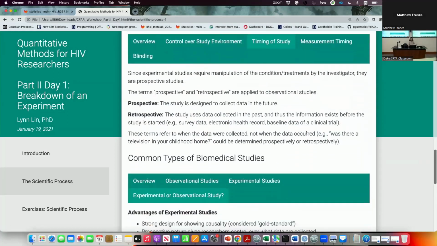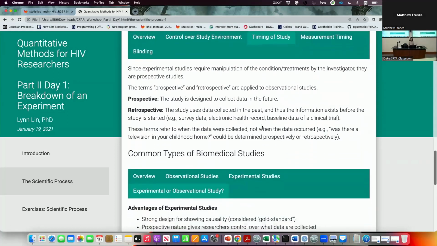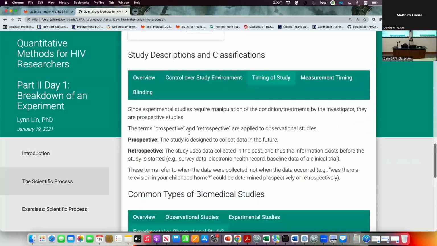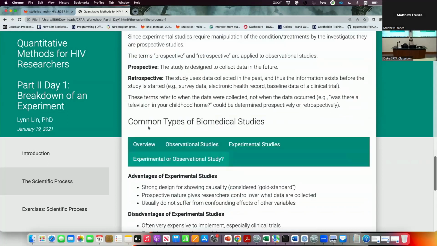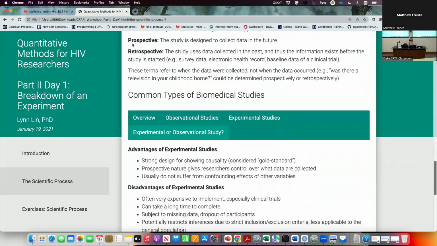Okay, so there is also the timing of the study. Basically, there are 2 different types, called prospective and retrospective. So first of all, let's look at the definitions. For the prospective, the study is designed to collect data in the future, right? I'm going to start a study and try to collect data in the future. And the retrospective is that the things have already happened, right? You just collect data backwards.